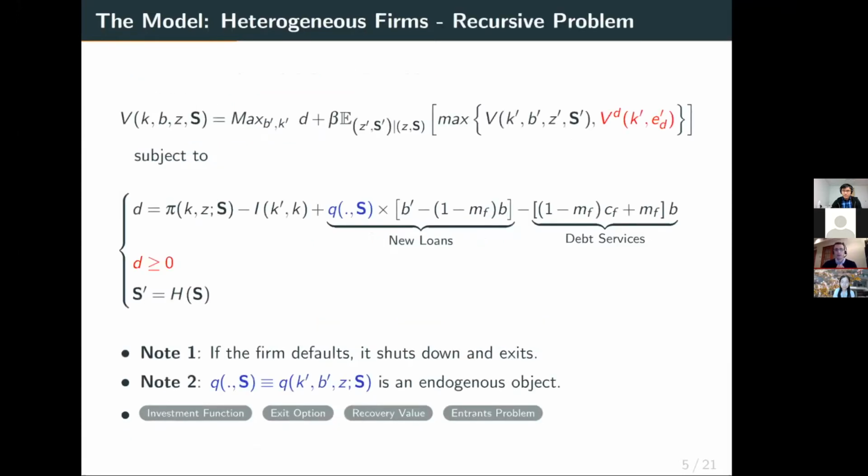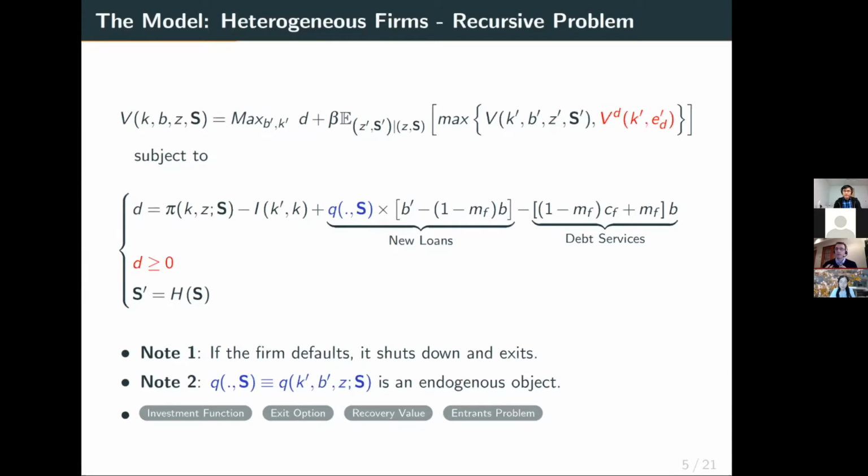Okay, so this is the recursive problem of the firm. V, of course, is the value function. K, B, and C are the 3 idiosyncratic states, and this capital S is the aggregate state of the economy. So the firm is risk neutral, and what it's going to do is to choose its optimal next period stock of loans and its optimal next period stock of capital to maximize the sum of current dividends D plus the expected continuation value. And this is a model with limited commitment, meaning that this firm can default, okay?